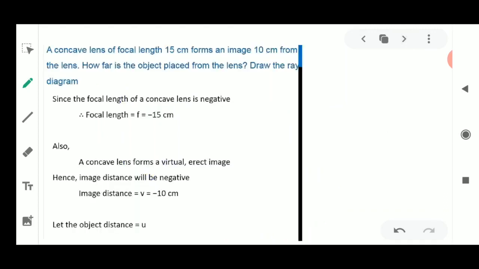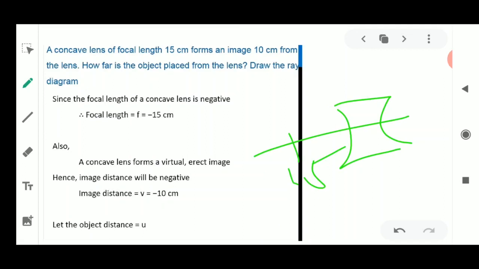So this is the next slide, which has another numerical. Here, what is being given? This next question is also on the lens, but this time the lens has been changed. A concave lens of focal length 15 centimeters forms an image 10 centimeters from the lens. How far has the object been placed? Draw the ray diagram.